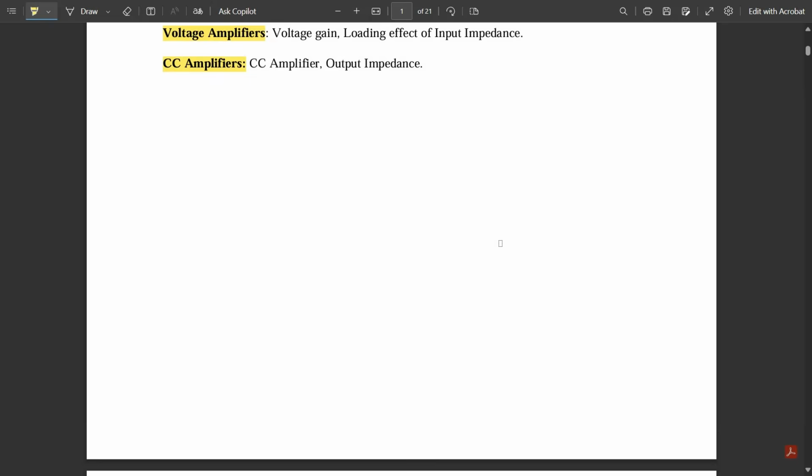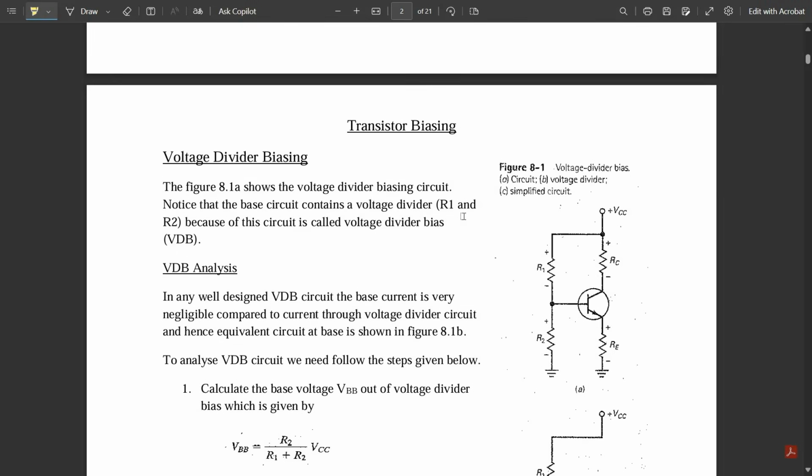Now let us start with the concepts. The first concept is about transistor biasing.